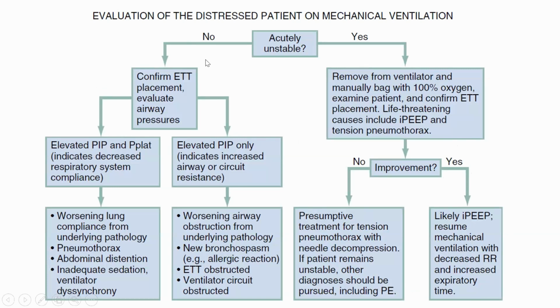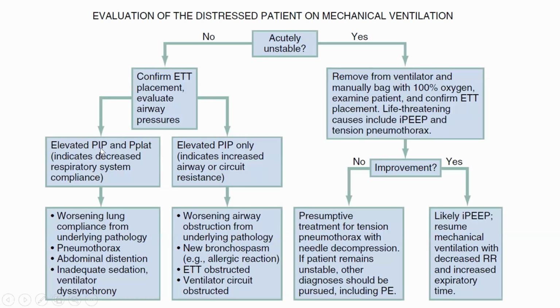So if the patient is not acutely unstable, meaning the patient is giving you time to analyze, you can check the ventilator, and you are allowed to evaluate the airway pressures, peak inspiratory pressure and plateau pressure. So if the peak inspiratory pressure is raised but the plateau pressure is normal, then the problem is in the airways, not in the lung. Okay, this one tells you a problem in the lung, and this one tells you a problem in the airways. So if PIP is high but the plateau pressure is normal, then the problem is in the airway.